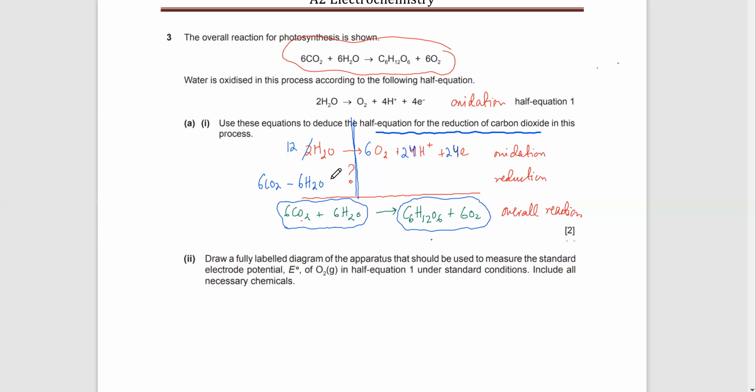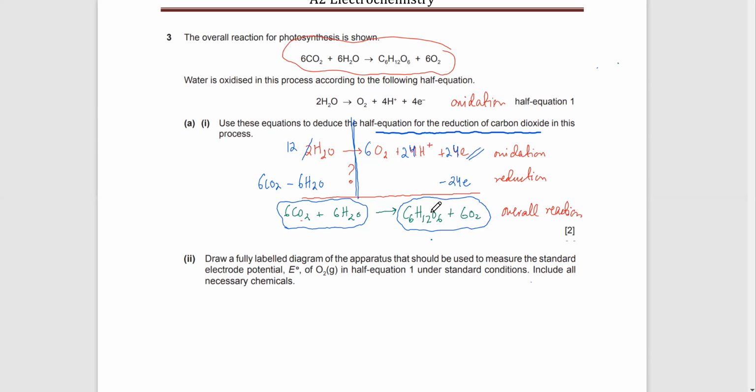The other thing is that 24 electrons are being produced. So that means over here, 24 electrons, they must be, because in your overall equation, you're not getting any electrons. So what I can say is that 24 electrons are probably getting subtracted over here.